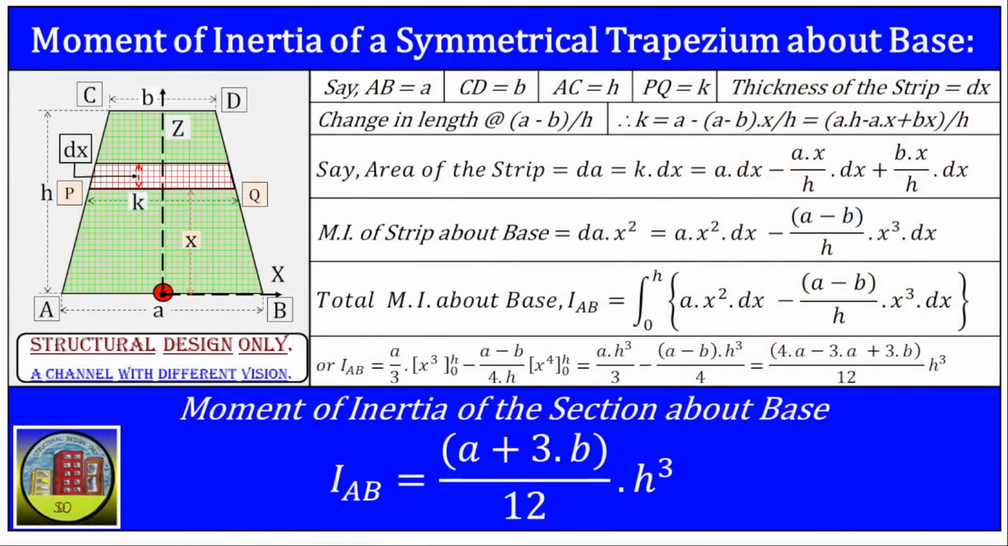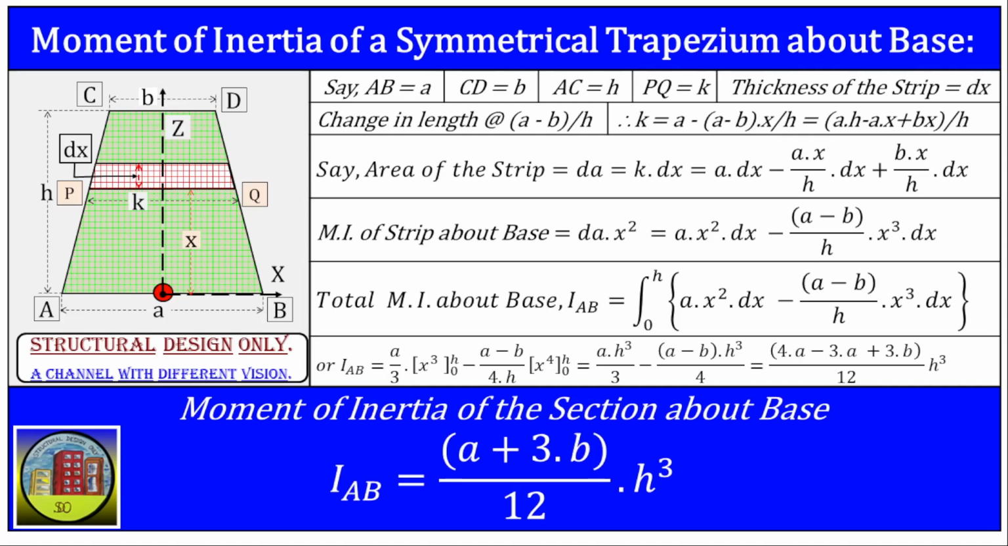Let's now derive the moment of inertia for a symmetrical trapezoidal section about its base. Consider a symmetrical trapezoid ABCD with bottom base AB equal to a, top base CD equal to b, and height AC, h. Imagine a thin strip within this trapezoid, with thickness dx at a distance x from the base AB.